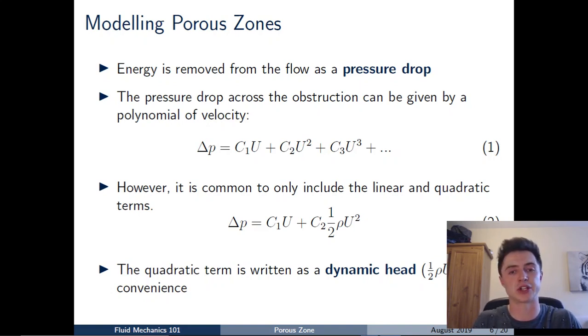And in the majority of applications, we only consider the linear and quadratic terms in that polynomial function. And it's also commonplace, you'll see for porous zones and also for porous jumps, that the quadratic term in C2 is written in the form of a dynamic head. So you can see going from equation 1 to equation 2 that C3, C4, all the higher order coefficients are set to 0. And for C2, we've included a half rho in front of the velocity. So it takes the form we usually expect to see for a dynamic head.